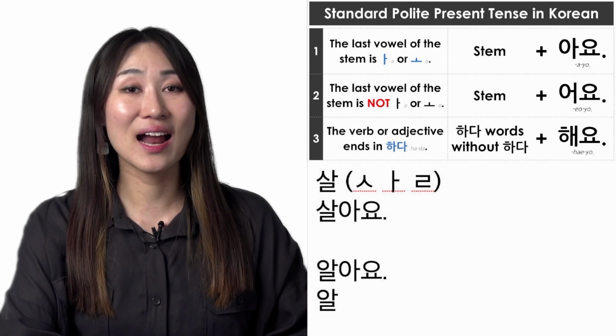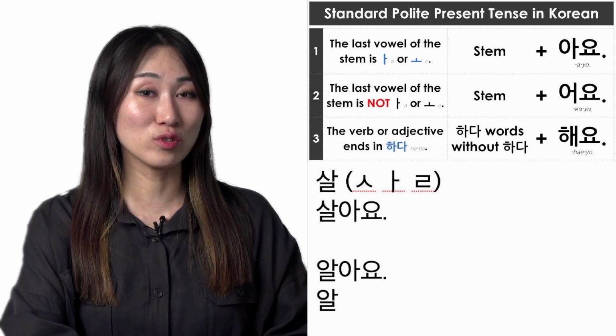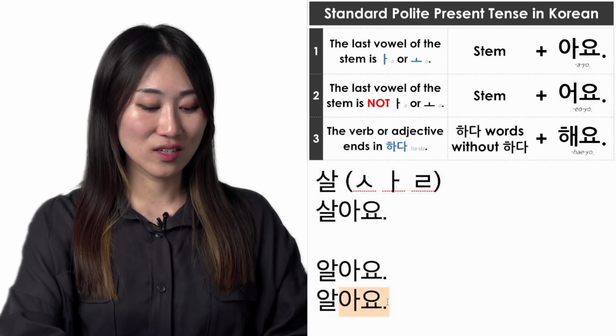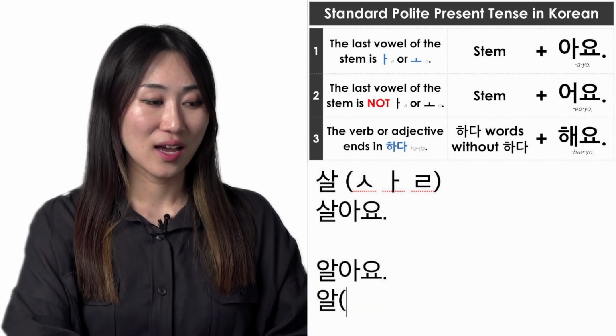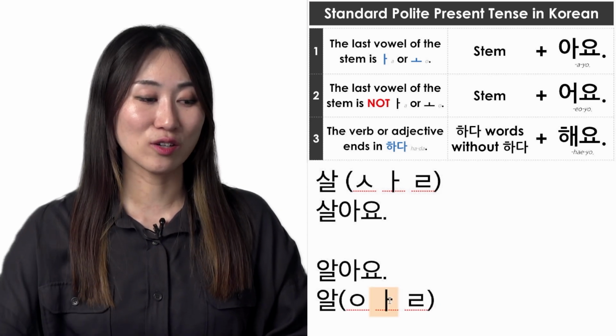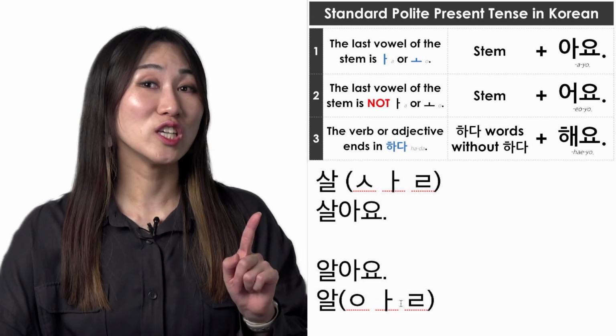Again, 알 is the stem, so you just put 아요 because this 알 contains an a sound. So you need to use 아요.